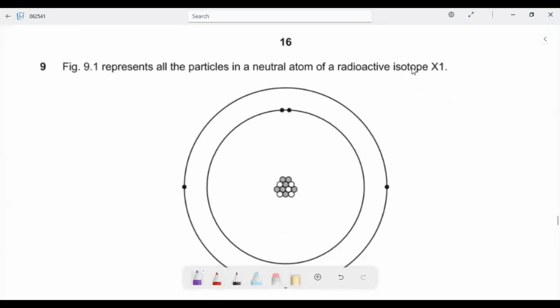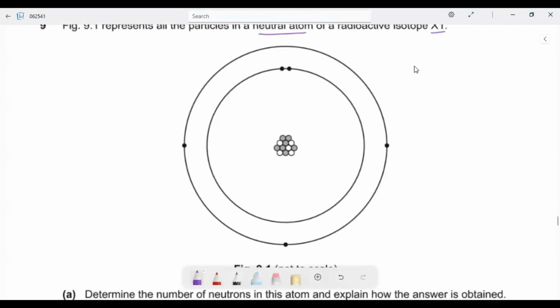Question number 9. The figure represents all the particles in a neutral atom of a radioactive isotope X1. So here we can see 1, 2, 3, 4, 5 electrons in this orbit. And the gray particles are neutrons. So 1, 2, 3, 4, 5, 6, 7, so total 7 neutrons. And 1, 2, 3, 4, 5 protons.